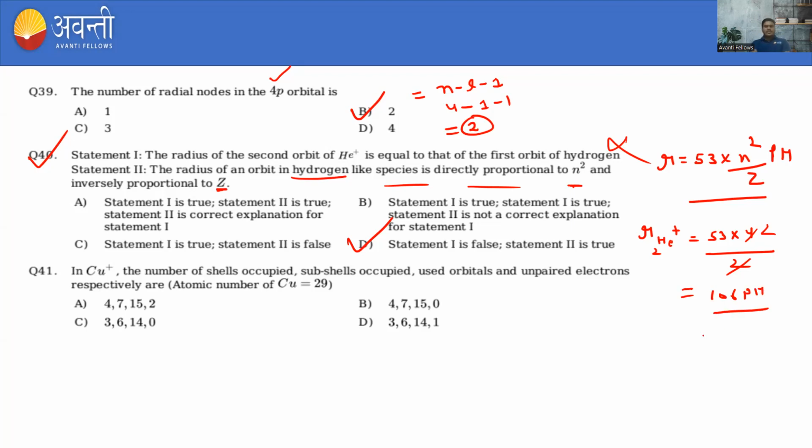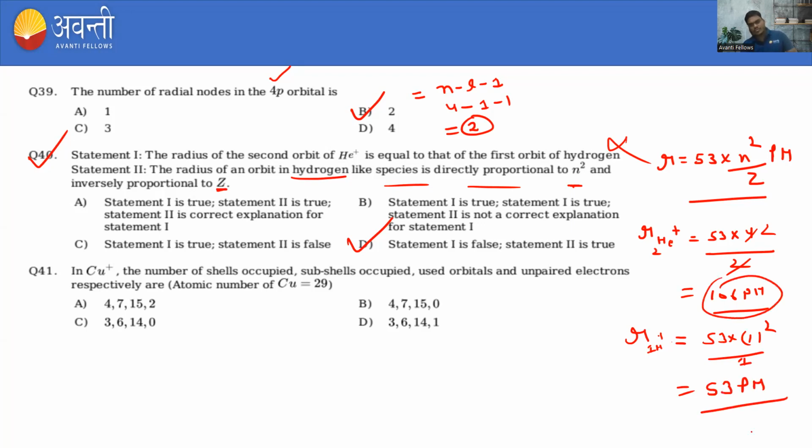Now, similarly, if you want to calculate the radius of the first orbit of hydrogen, we have 53 into 1 square upon 1. So this is 53 picometer. So this is 106 picometer and this is 53 picometer. We can clearly see this won't be equal, right? That's why statement 1 is incorrect. So the correct answer for this question is option number D.